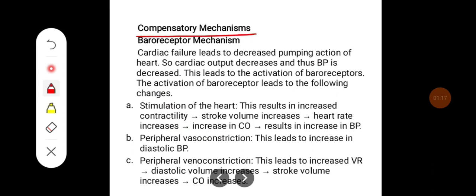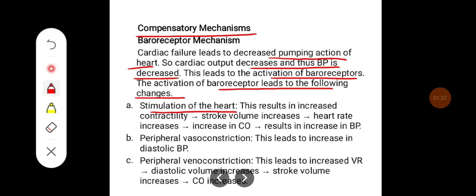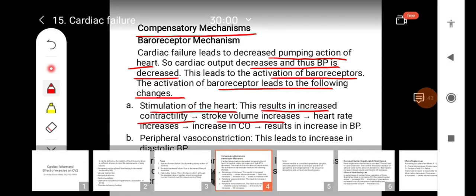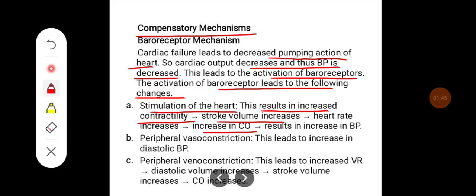Compensatory mechanisms which can happen in cardiac failure. Baroreceptor mechanism. Cardiac failure leads to decreased pumping action of the heart. So cardiac output decreases and thus BP is decreased. This leads to activation of baroreceptors. The activation of baroreceptors leads to following changes. It leads to stimulation of the heart. This results in increased contractility. The stroke volume increases, heart rate increases. There is increase in the cardiac output results in increase in the blood pressure.